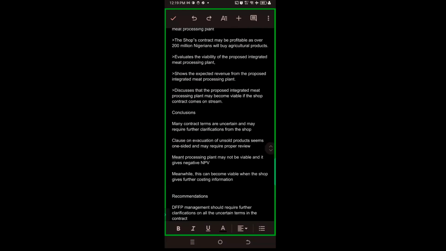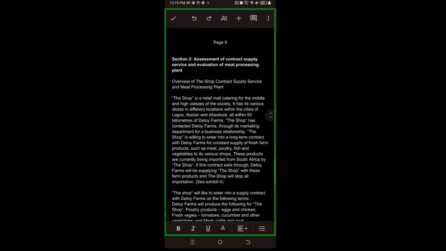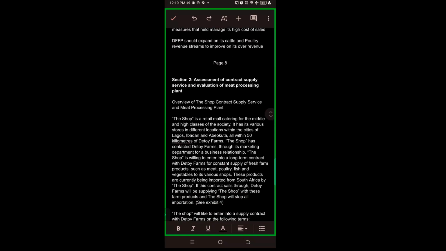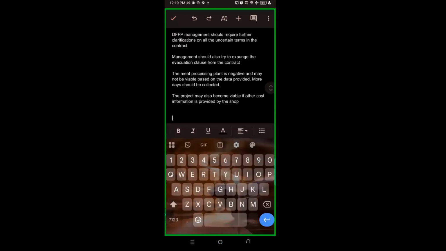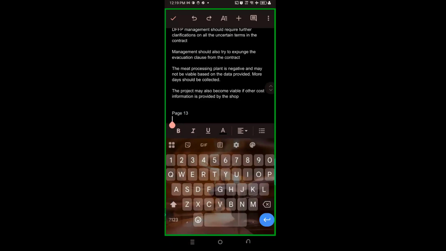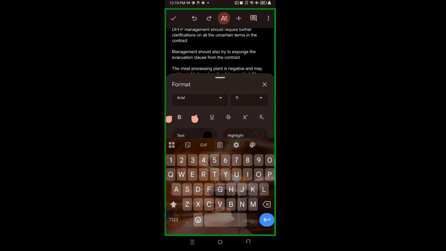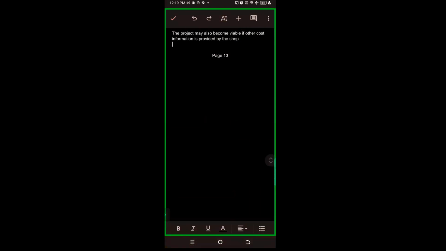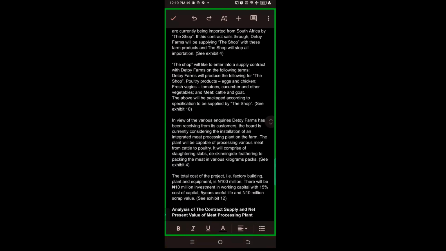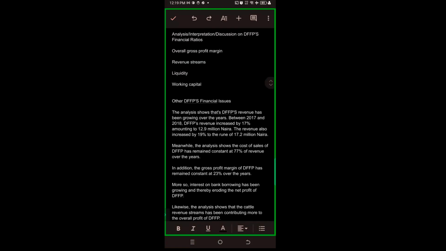So you can see this section 2 is now over. Let's say section 2, you started from page 9, 10, 11, 12, 13. So let's say this is page 13. It ends on page 13, right? So that is the end of the 2 sections.